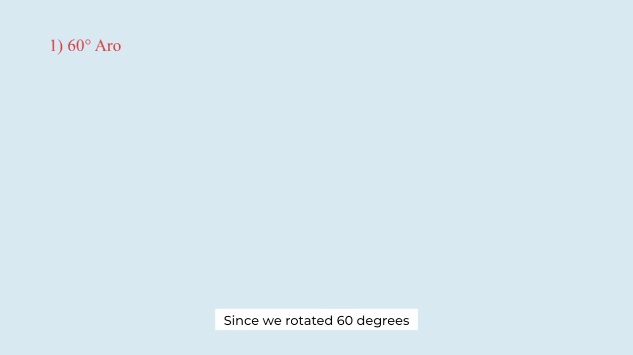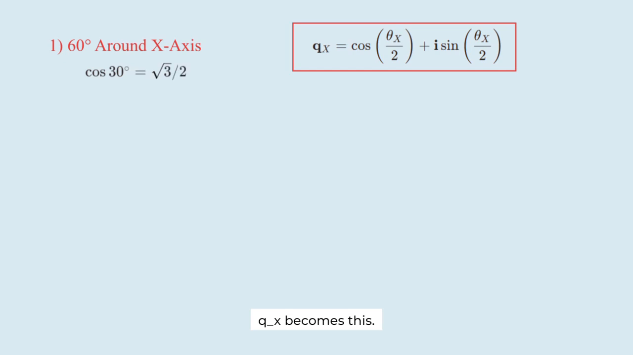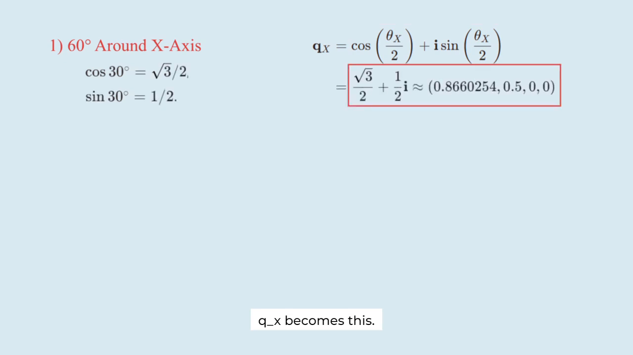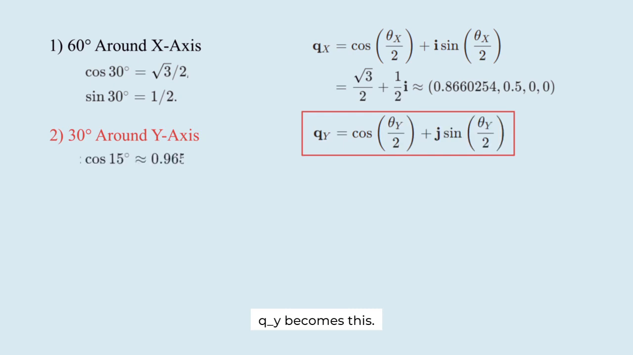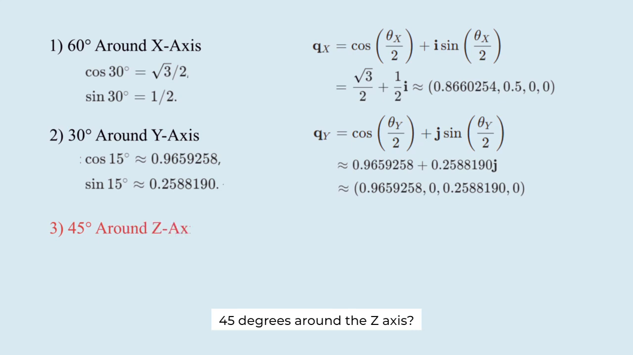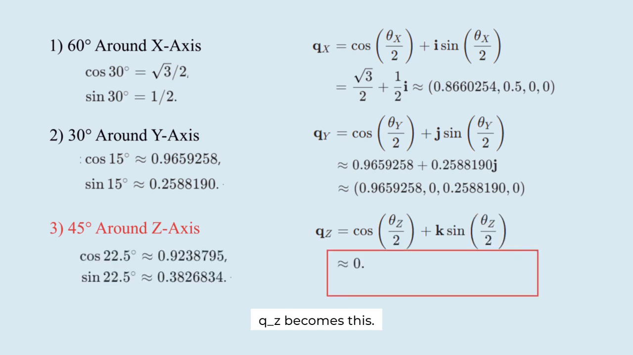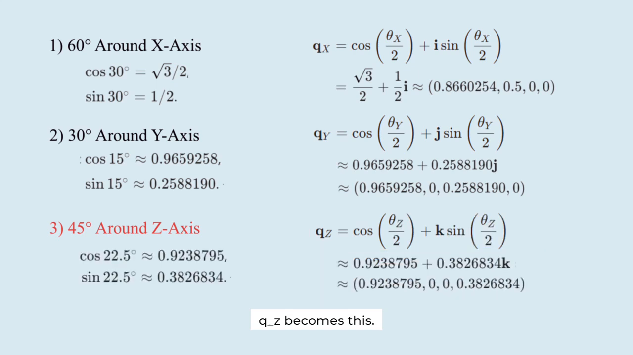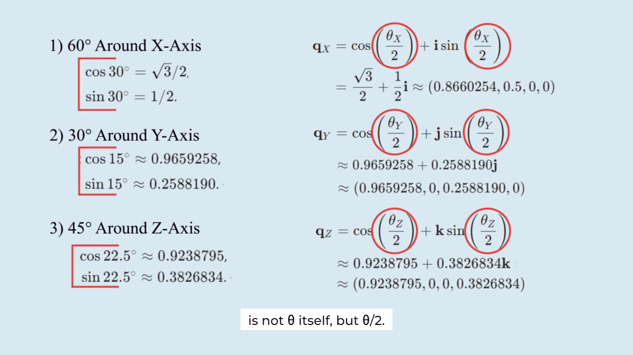Since we rotated 60 degrees around the x-axis, according to the formula, Qx becomes this. 30 degrees around the y-axis, Qy becomes this. 45 degrees around the z-axis, Qz becomes this. Pay close attention to these parts of the formulas. The angle that appears is not theta itself, but theta over 2.